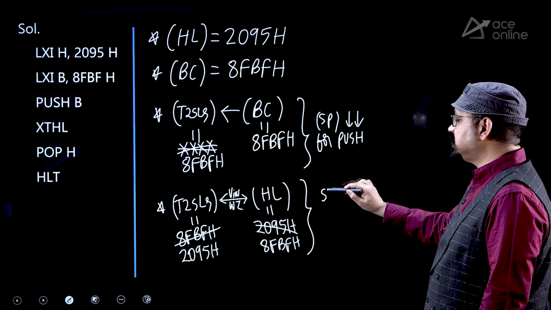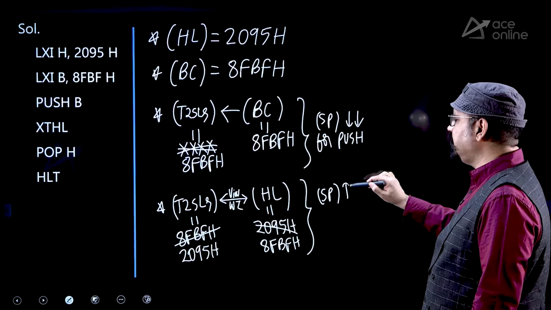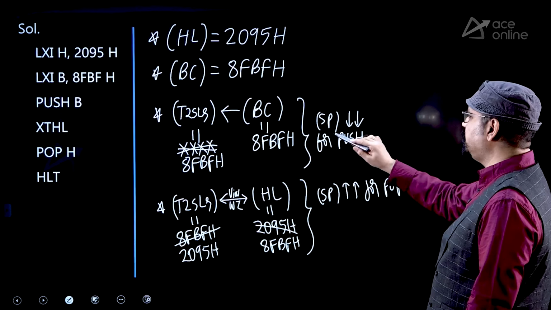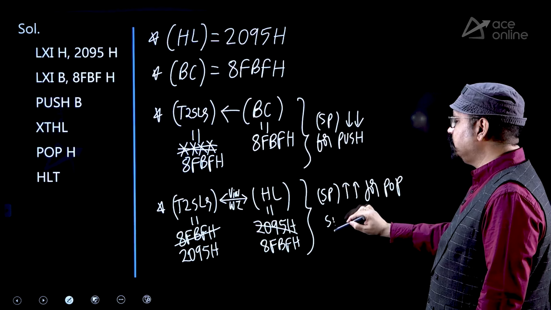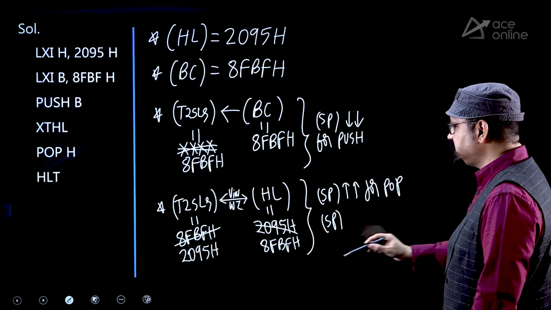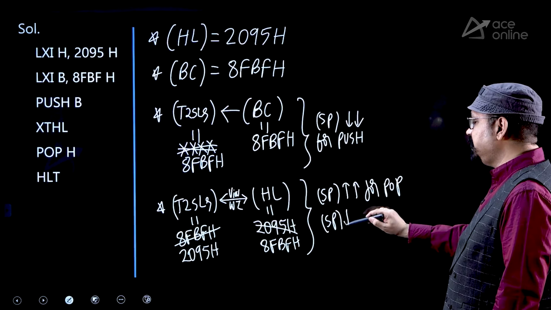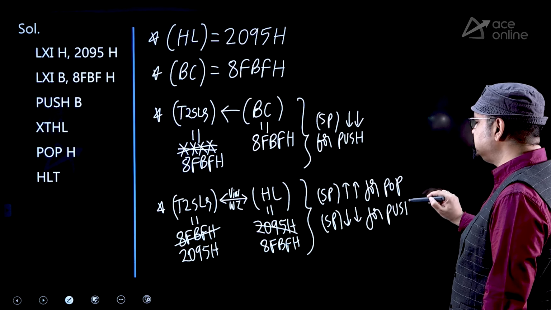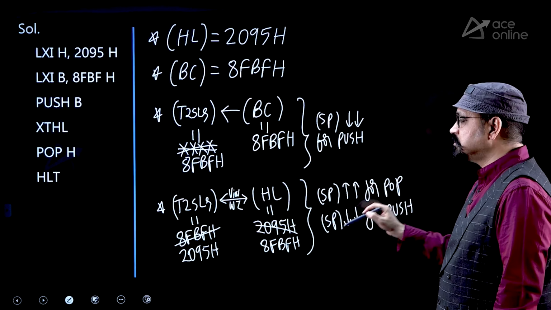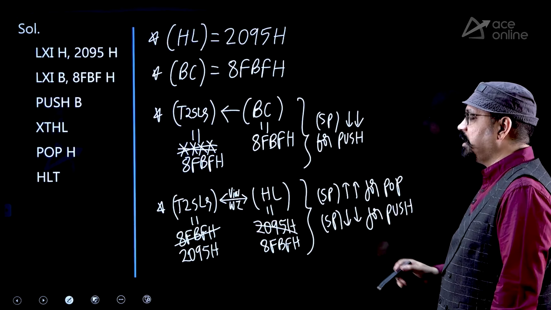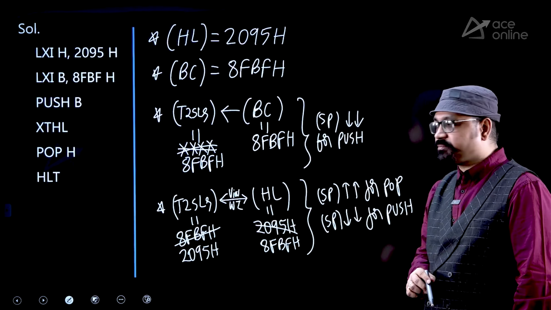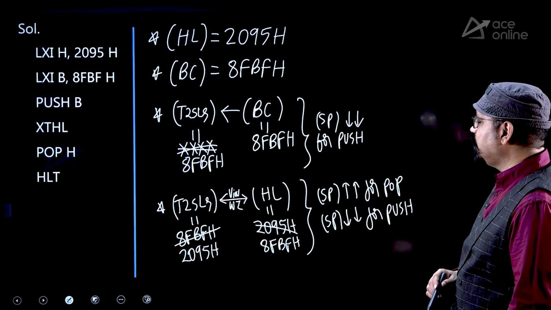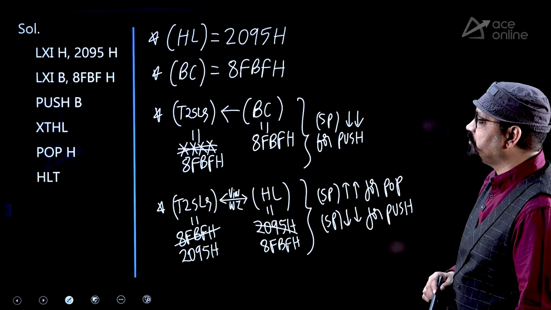Okay. So what is the content of stack pointer? Incremented by 2 for pop operation. Earlier for pushing it was decremented. Now stack pointer is incremented first for popping, then it is decremented for pushing. So for XTHL instruction, the stack pointer content remains unaltered. So what is there in HL pair now? 8FBF is there. Top 2 stack locations 2095.